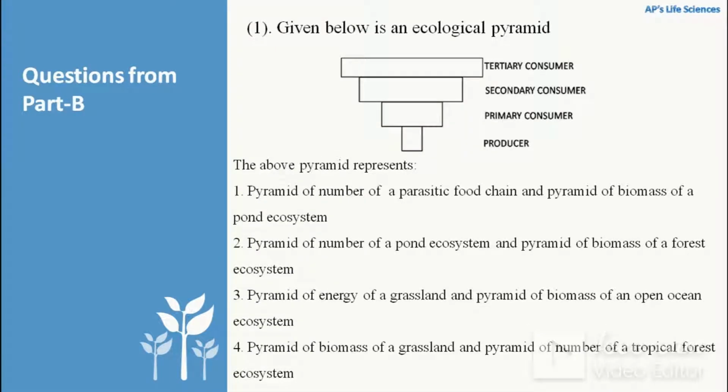The first question is, given below is an ecological pyramid, and the image of this pyramid is inverted, and there are 4 explanations out of which one is correct. So let's start with the explanation. Pyramid of number of parasitic food chain and pyramid of biomass of a pond ecosystem.